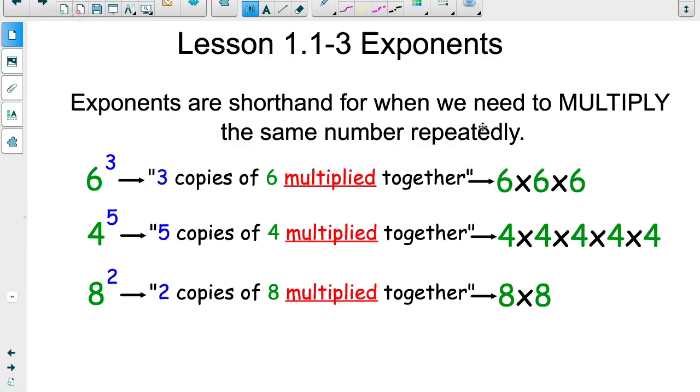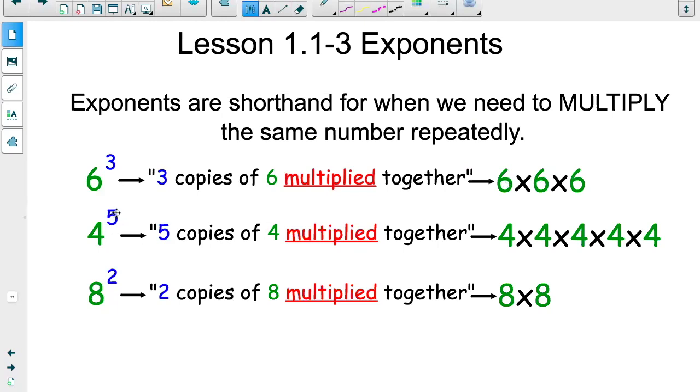Exponents, this is the shorthand we're going to use when we're trying to show not repeated addition, but repeated multiplication. So I have the 6 here. I got this 3 that's raised to the right corner of the number. And that 3 is telling me I want 3 copies of 6, but I don't want you to add them together. I want you to multiply them together. So this would then be expressed as 6 times 6 times 6.